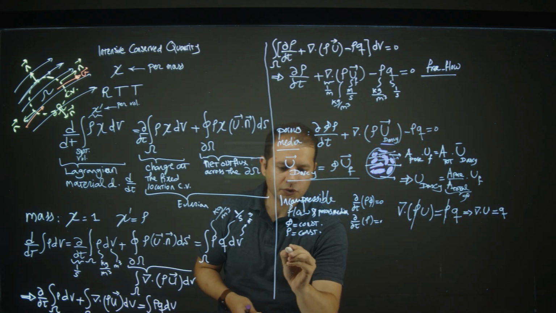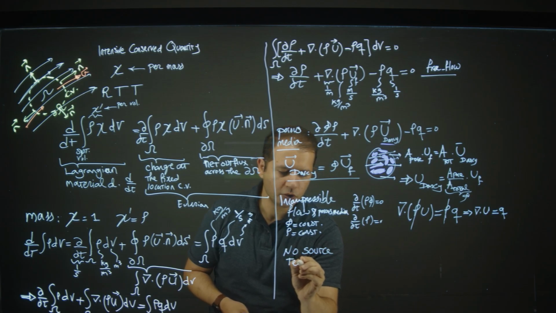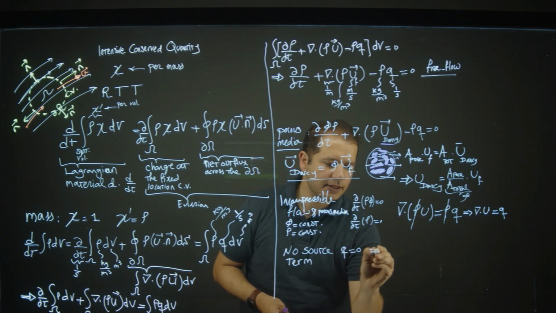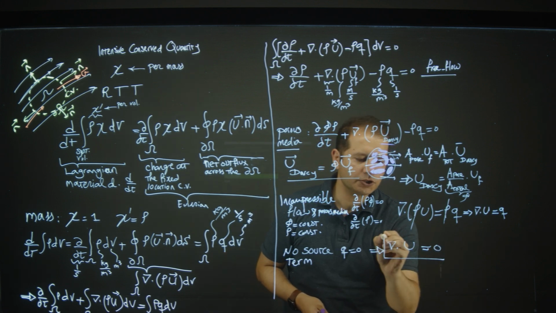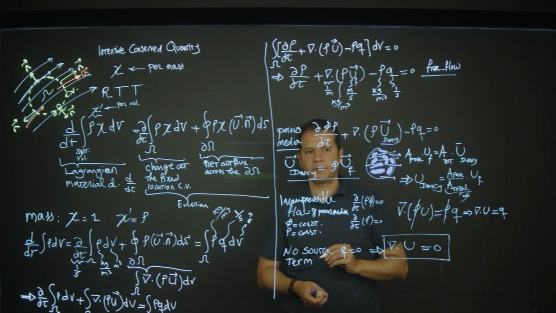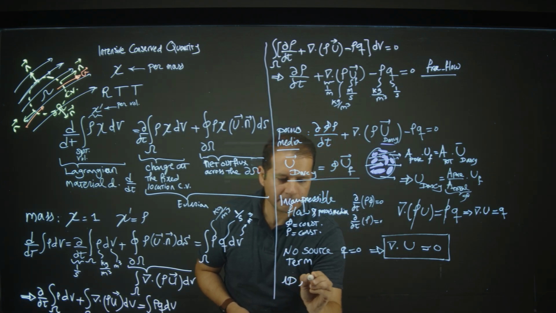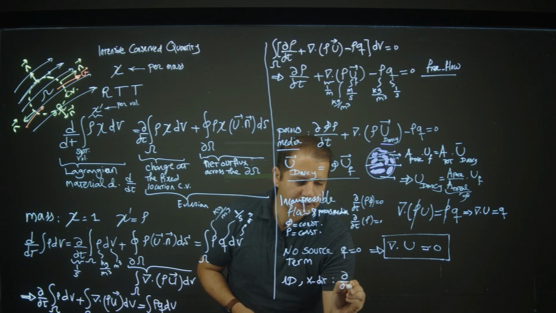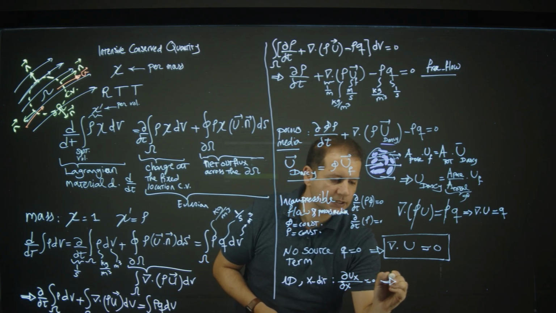Which means if you have no source term, no production, no injection, then Q is 0, and therefore divergence of velocity is 0. This is a key equation of mass balance for incompressible systems. Divergence U is 0. In one dimension, for example, in Cartesian coordinates in the x direction, it means d/dx of ux is 0, which means velocity is constant.